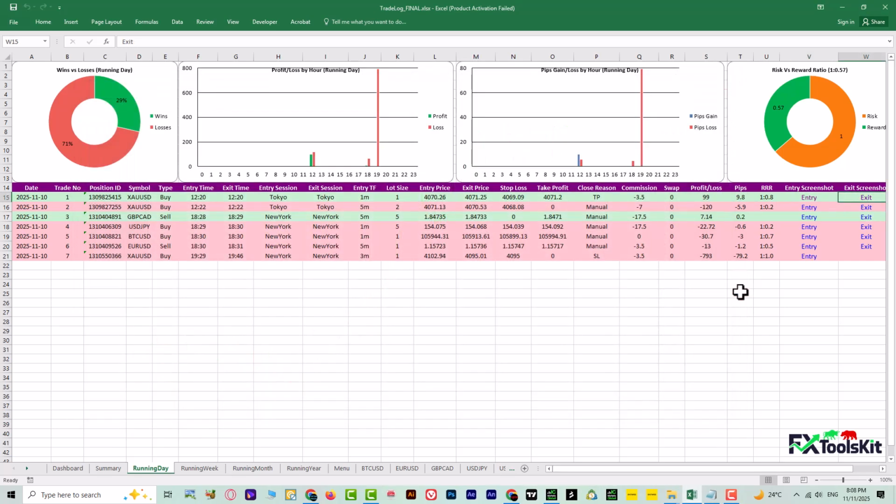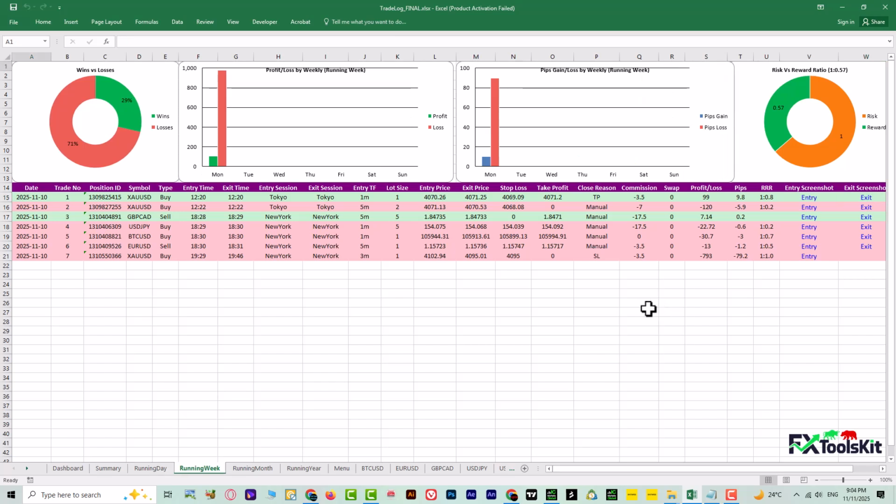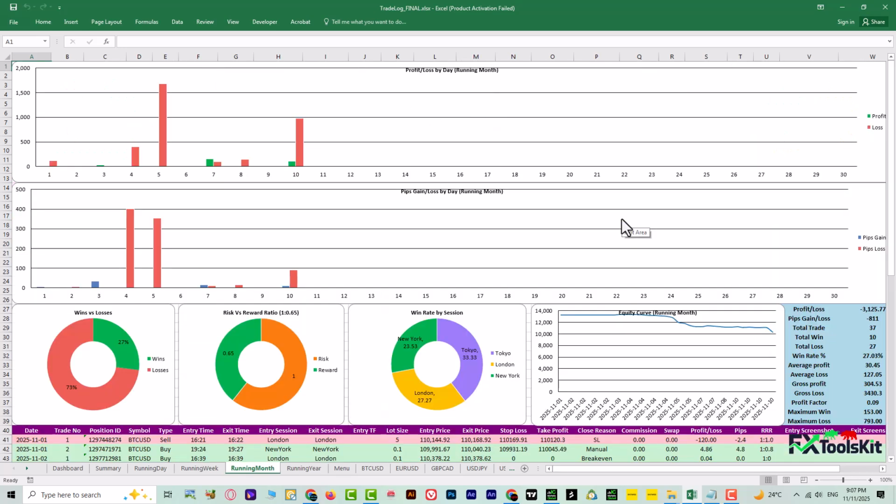Now, let's move to the running week sheet. In the running week sheet, it's exactly similar to the running day sheet, but in the running week sheet, it will show all the information based on your running week trade. Now let's move to the running month sheet. In the running month sheet, all the information is shown based on your running month trades.